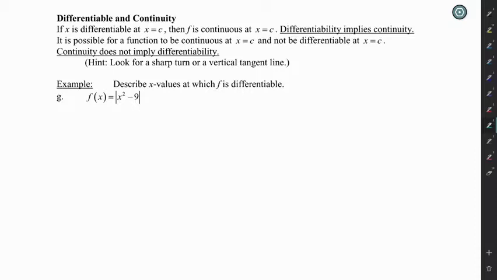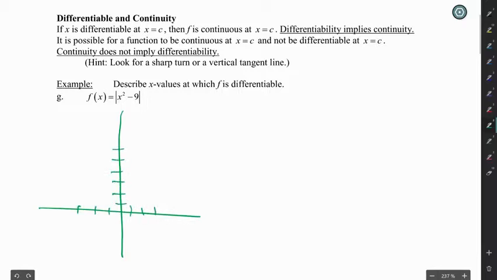In order to figure this out, the first thing we're going to do is sketch a graph of this function. If the absolute value bars were not there, it would be a parabola. Because it's the absolute value of the parabola, the part of the parabola that's below the x-axis is reflected so it's above the x-axis. The y-intercept is at positive 9. The x-intercepts are at 3 and negative 3.